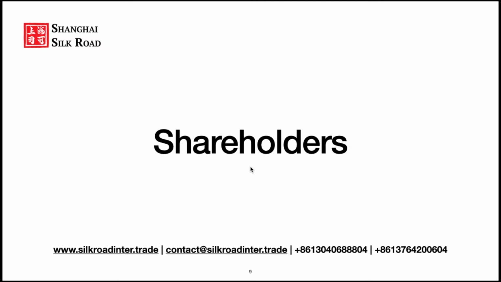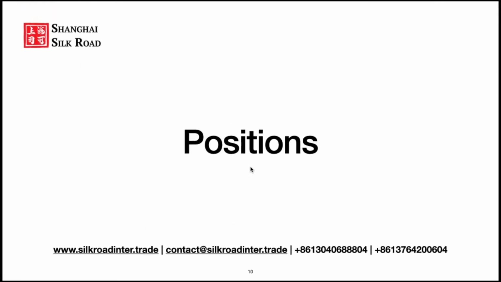In case of corporate shareholders, a bunch of documents need to be legalized. Those documents are normally the articles of association of the shareholder company, plus the business license, and also a document showing the ownership of the company. Legalization normally is done at the Chinese embassy or consulate in the place where this shareholder company is registered. Next thing is positions.